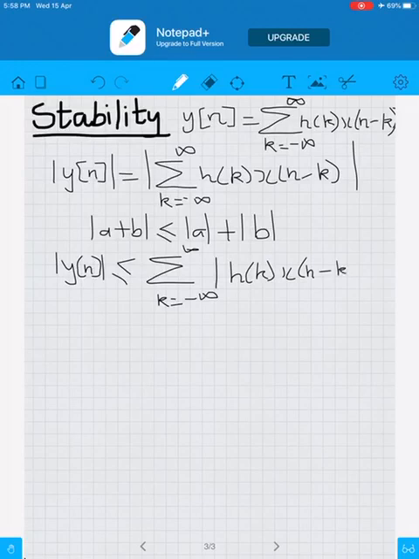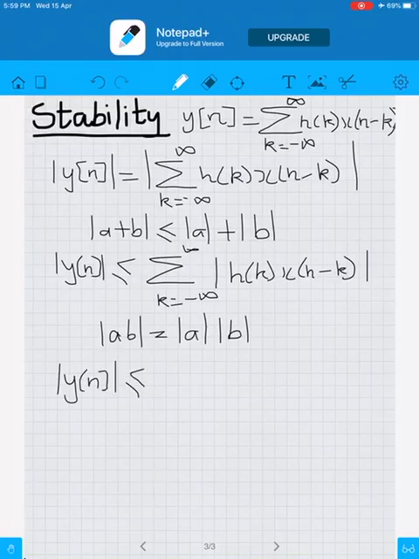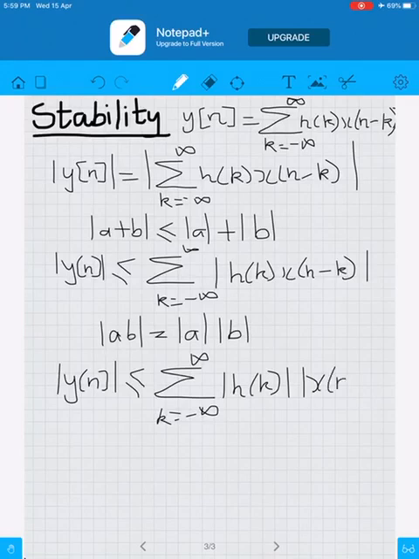Further, we also know that the magnitude of the product of two numbers is always equal to the product of their magnitudes, that is, magnitude of A into B equals magnitude of A into magnitude of B. Applying this condition, I can write the magnitude of y of n is less than or equal to summation k is equal to minus infinity to plus infinity magnitude of h of k into magnitude of x of n minus k.